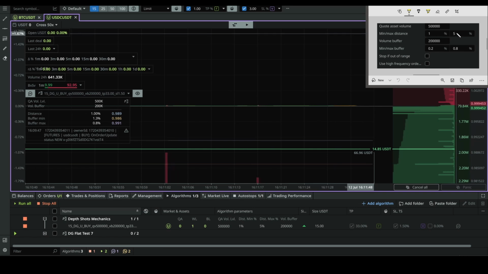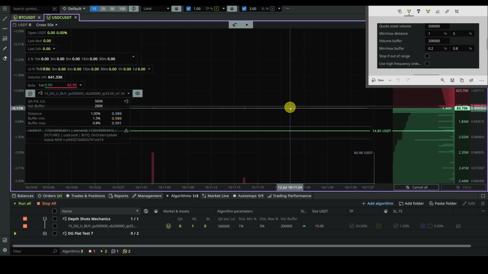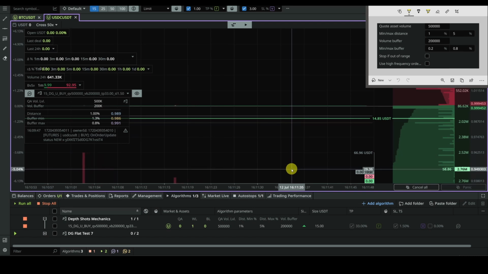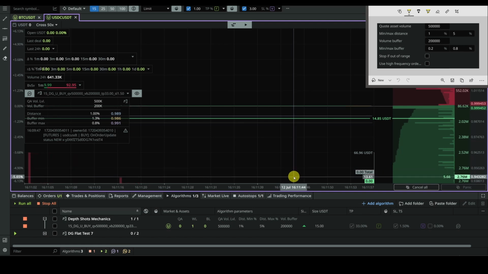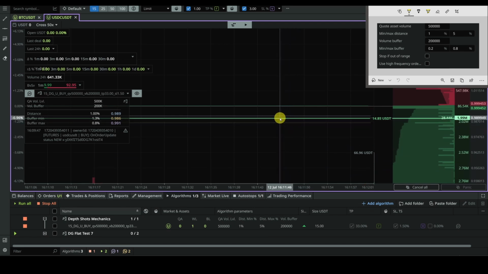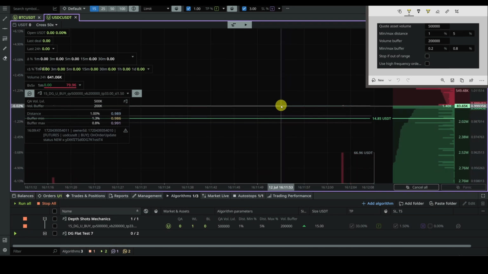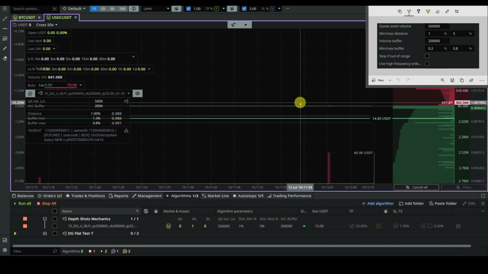We have 5% here. So what would be the case where it stays at 5%? We are somewhere here, and the order book volume at this point is 2.76 million. So I would guess if I were to put around 3 million as the quoted asset volume, then the order would be appearing here at around 5% distance from the price. So let's verify that if I understood that correctly.